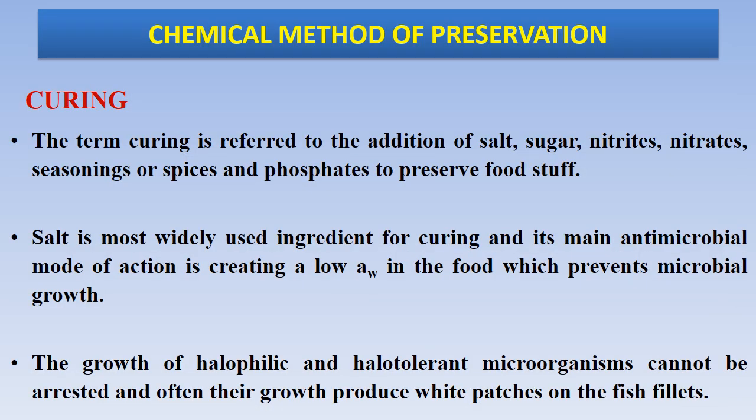So now briefly we will discuss some chemical methods. The most common is curing. Curing is a term used for addition of salt. It's an age-old practice of applying salt to meat and fish for preservation. But in the modern method of curing, along with salt, sugar, nitrites or nitrates, and some spices or phosphates are used. Salt is the most widely used ingredient for curing, and its main property is to reduce the water activity and thereby prevent microbial growth and act as a preservative. In the case of halophilic or halotolerant bacteria, they can grow even with salt and create white patches. We will discuss more details in a separate lecture about the curing methods of preservation.